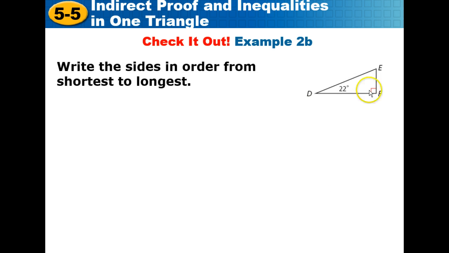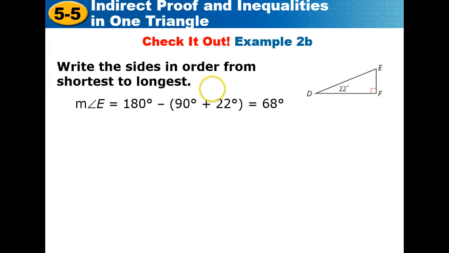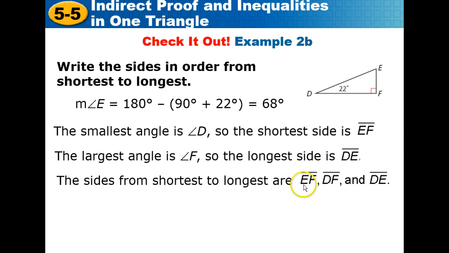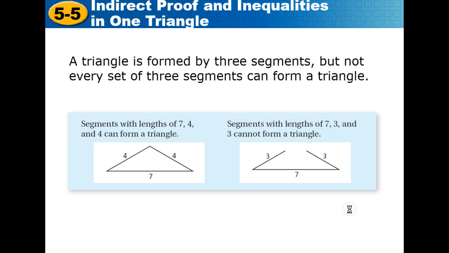Alright, in this example, we do have to apply some of the stuff from the previous chapter. How do you write the sides in order from shortest to longest? You're going to subtract 22 from 90 to get angle E. That gives you 68 degrees. Since angle E is 68, then we know that the side across from 22, or EF, is the shortest. The side across from the 68 is the middle one, and the side, or the hypotenuse, across from the right angle is the longest one. So our sides in order are EF, comma, DF, comma, DE.